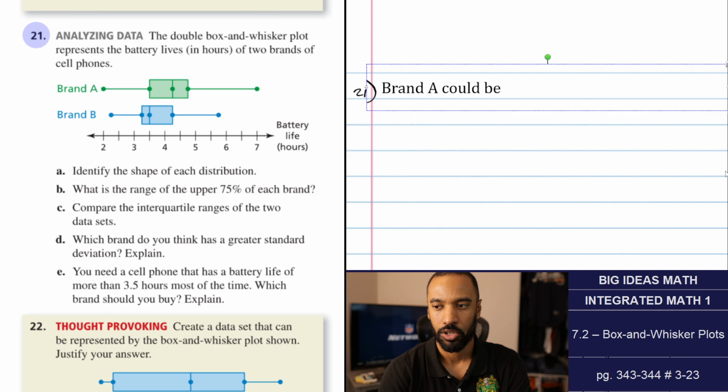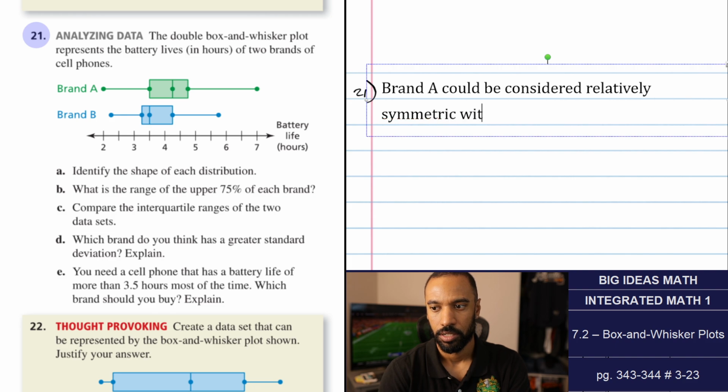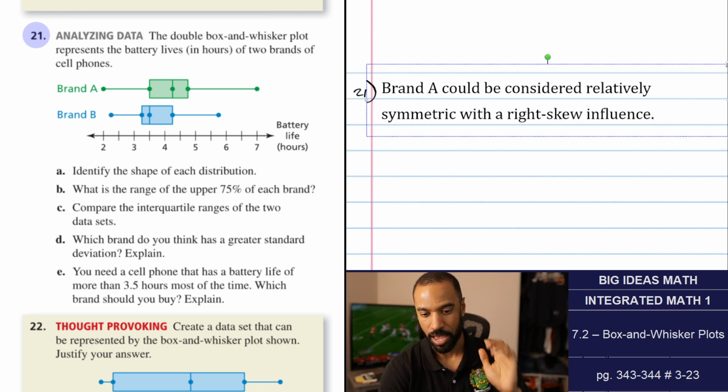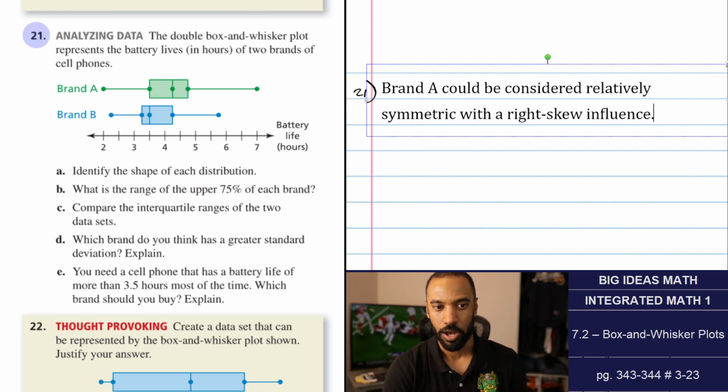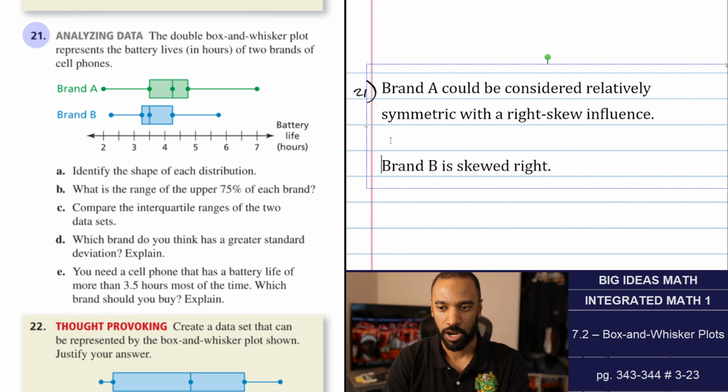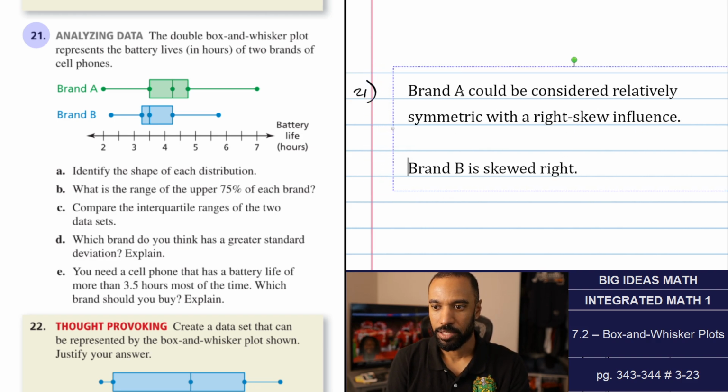Brand A could be considered relatively symmetric with a right skew influence. I'm really bad at interpreting that one, y'all, especially because that left half of the box is longer than the right half of the box. Brand B is right skew. Is skewed right. I have no argument on brand B, but brand A is that.